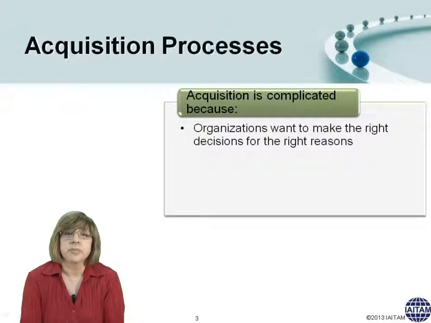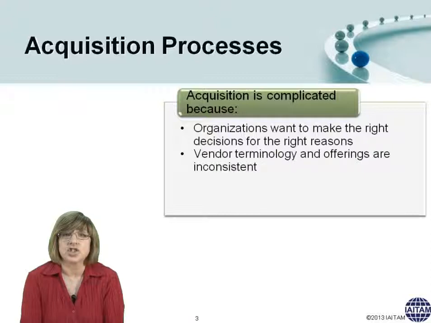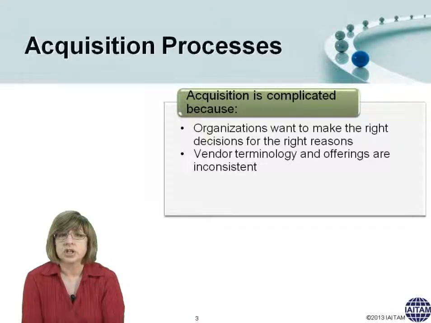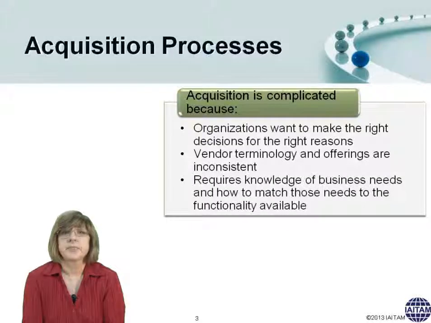The right reasons primarily are to benefit the organization. You've got to make sure you look at things such as vendor terminology and make sure that the offerings from the vendor are not inconsistent. Because if they are, you're going to have a problem. So you want to standardize when it comes to terms and conditions, things that go in the contract, and what the vendor is offering you versus vendor A versus vendor B. Make sure you have a good understanding of what those are.